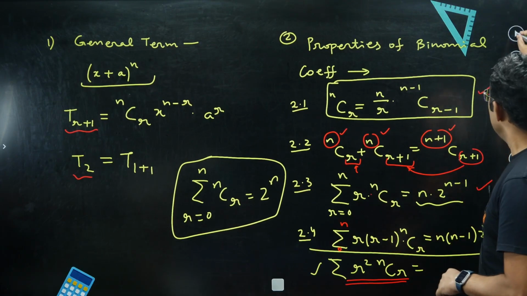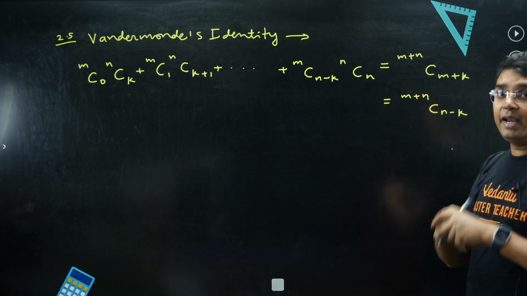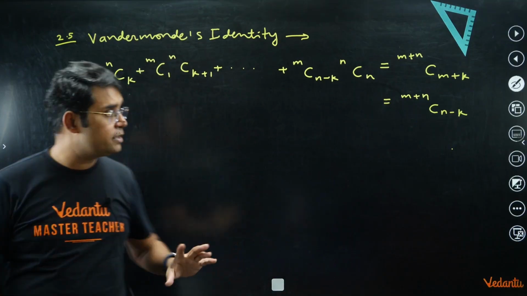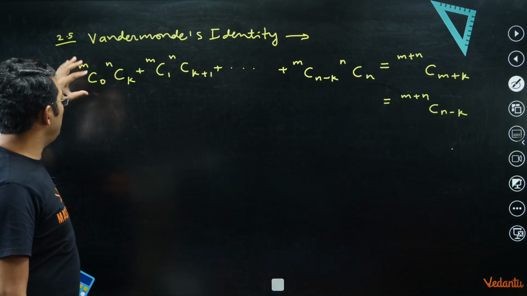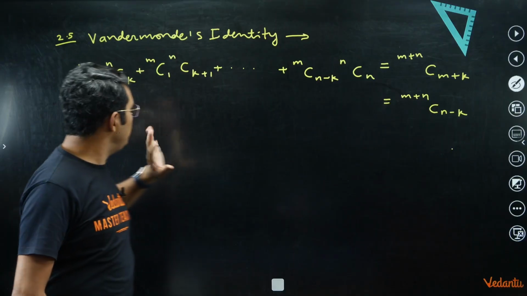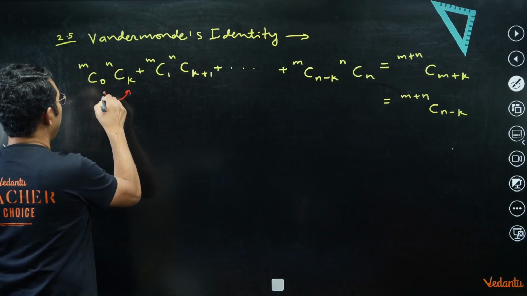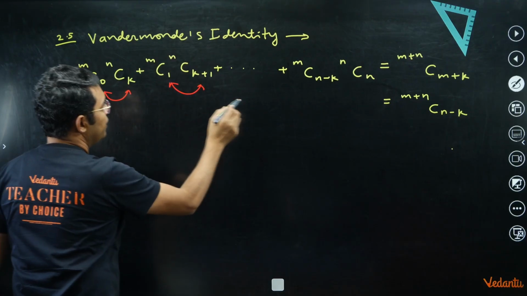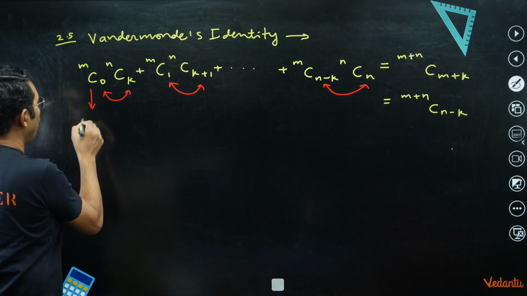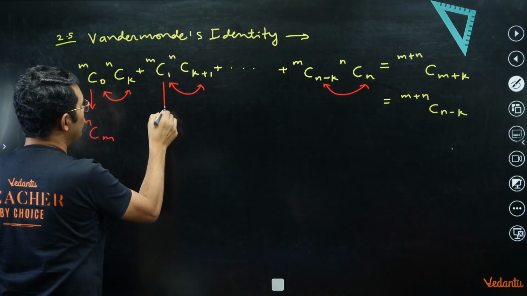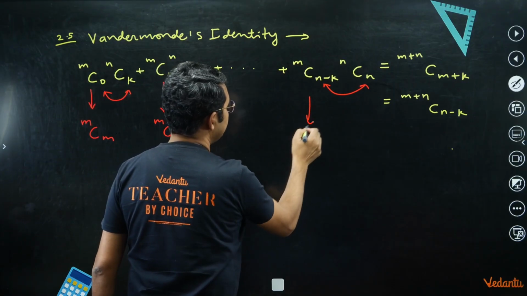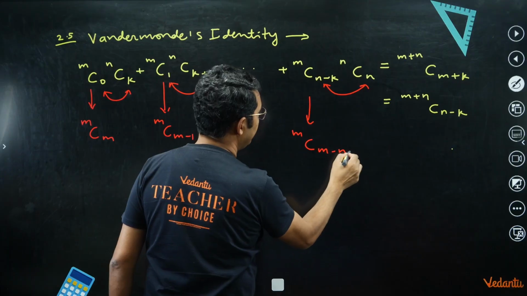Okay. Now this Vandermonde's identity, one very important thing, please understand what it is. Here I have written the most general case. It is saying mC0 nCk plus mC1 nC(k+1) and so on. Now you can see the difference here is of k, difference here is of k, difference here is of k. In fact, dear students, you can write mC0 also as mCm. You can also write this as mC(m minus 1). You can write this as mC(m minus n plus k).